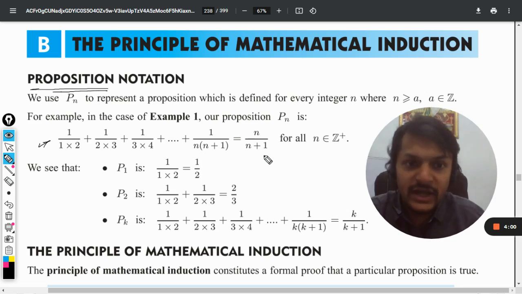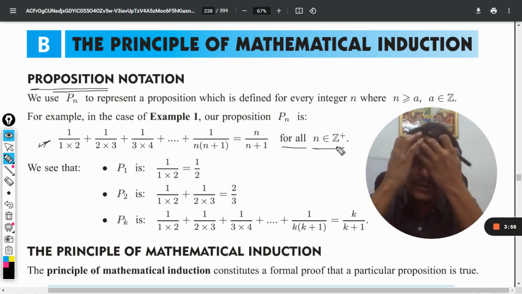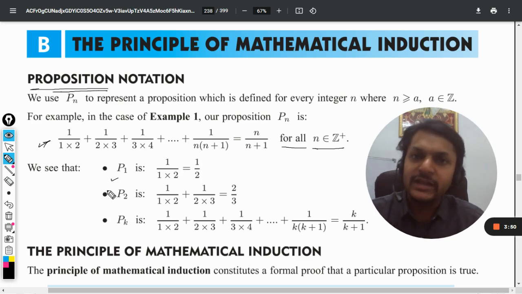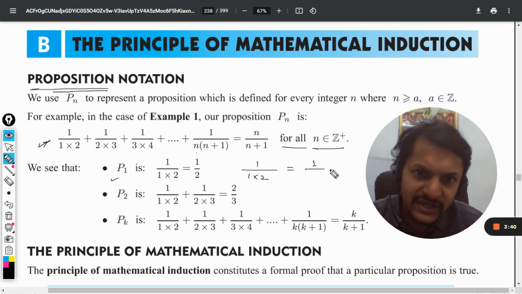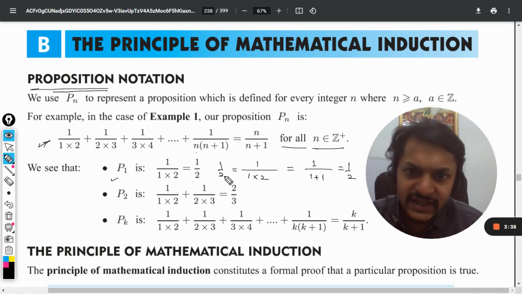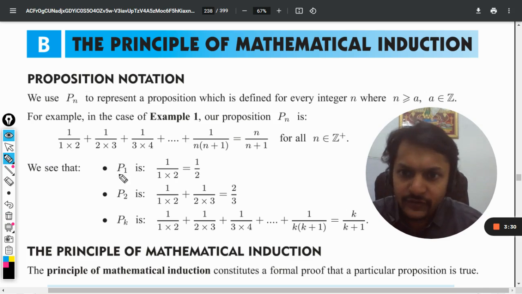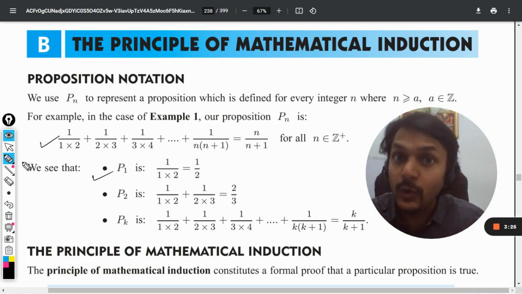But how can we do that? You see, it is written for all the values of n. So you will say, okay, let me prove it for n is equal to 1. Let us take n is equal to 1, and I'm calling it p1. I substitute n is equal to 1 here. So what am I getting? 1 divided by 1 into 2. And on the right hand side, I would be getting 1 divided by 1 plus 1, that is 1 by 2. So on both the left hand side and the right hand side, we are getting the same value. So I can say that yes, the proposition is true for n is equal to 1.